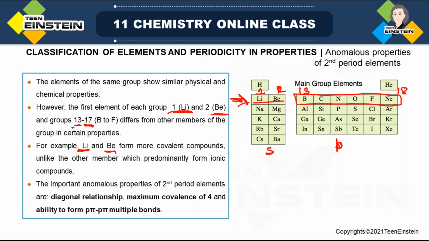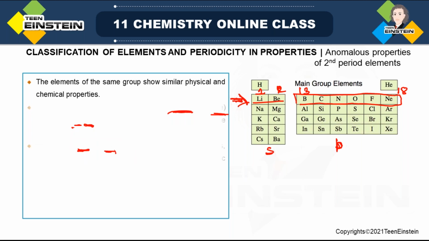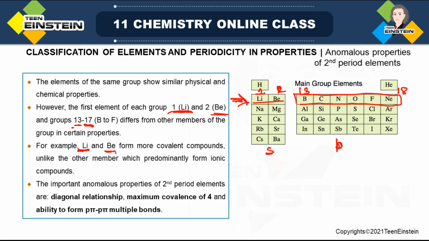Now what are the different types of anomalous properties? Here the properties are mentioned. The important anomalous properties, one of the most important is diagonal relationship. Okay, we will come to that point later. Before that, you will see that maximum covalence of 4. So when they form compounds, that is by reacting with other elements, you will see that surrounding these second period elements, there are total 4 bonds. That means covalency cannot be more than 4.